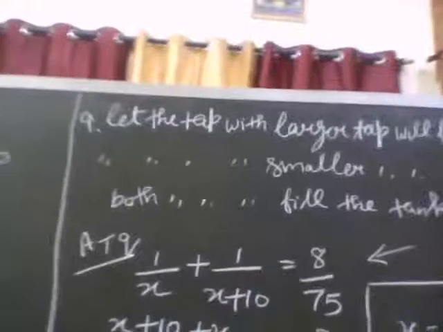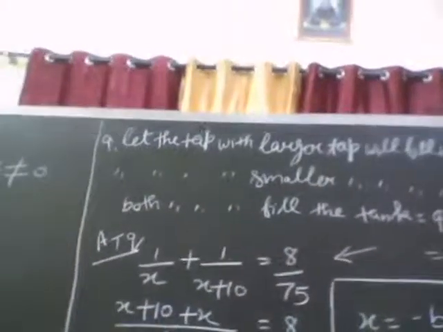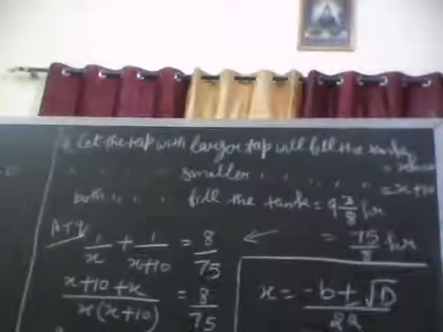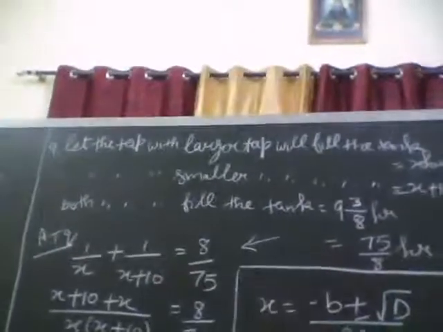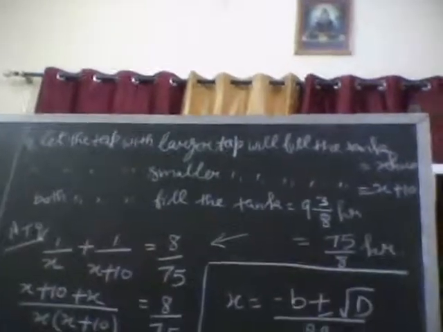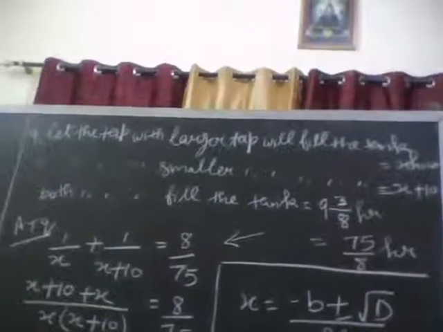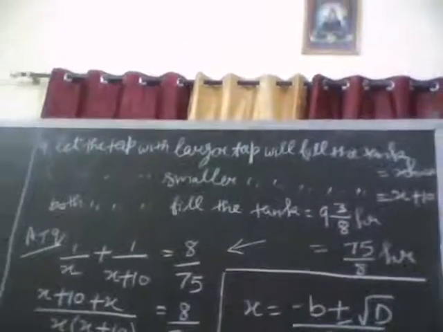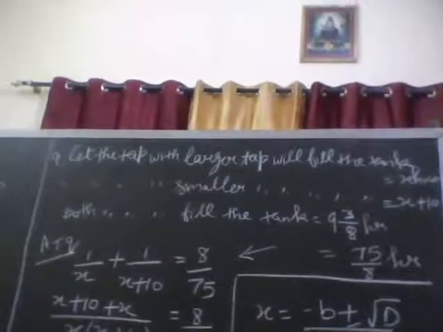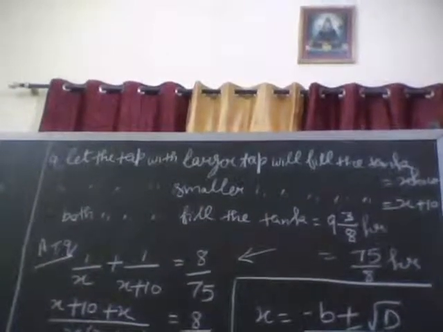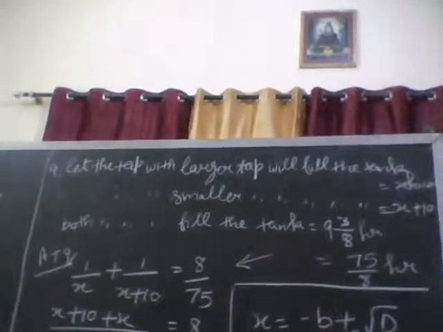Now we'll do one word problem, and the question number is 9. The statement is: two water taps together can fill a tank in 9 and 3 by 8 hours. The tap of the larger diameter takes 10 hours less than the smaller one to fill the tank separately. Find the time in which each tap can separately fill the tank. Now students, here two types of taps are there, one the larger tap and one the smaller tap. And they are saying that the smaller tap is taking 10 hours more than the larger tap.